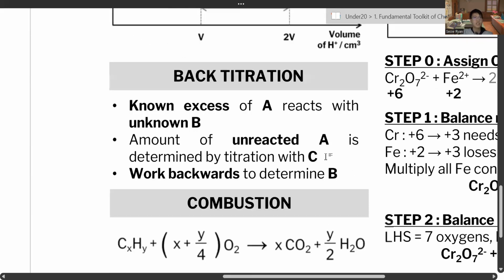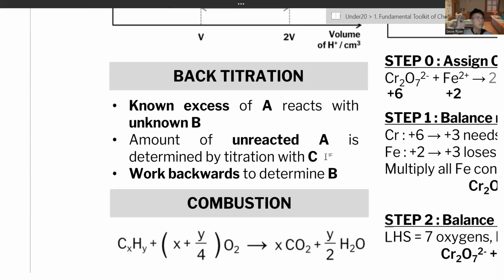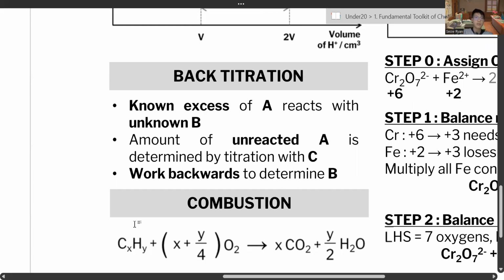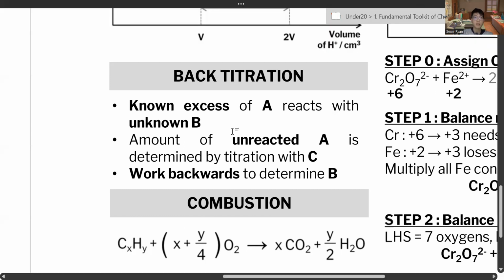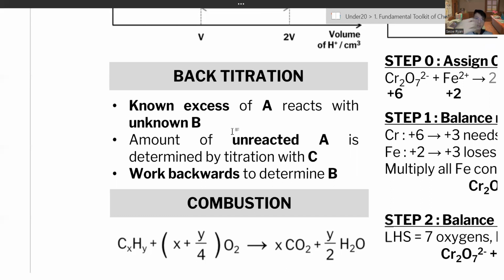Okay, next is back titration. Back titration is when you use a known excess of, say, an acid and you react it with an unknown something. So there are a few main cases when you use this, right? One is if you have something that's insoluble, for example, if you react acid with carbonate. Say you want to figure out how much carbonate is present inside a rock. You add hydrochloric acid to that rock, and you add in excess so that you make sure that all of the carbonate has reacted already.